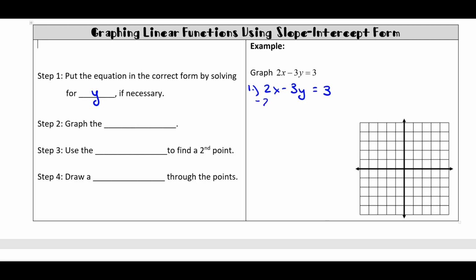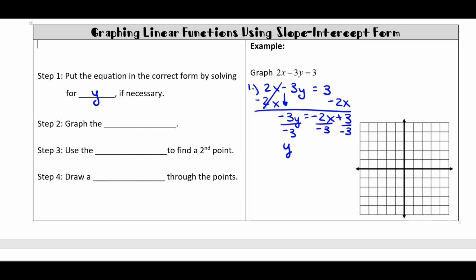So the first thing we're going to do is subtract our 2x from both sides. That gives us negative 3y. Be careful to bring down the negative. That is a common error. And then minus 2x plus 3. Make sure that the 3 is positive and the negative goes on the 2x. And then our last step is to divide every single term by negative 3.